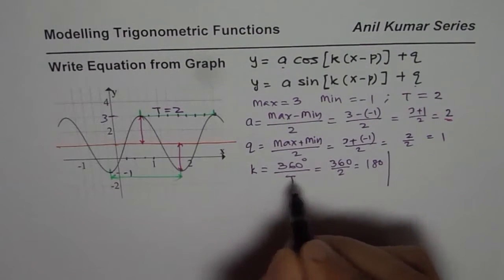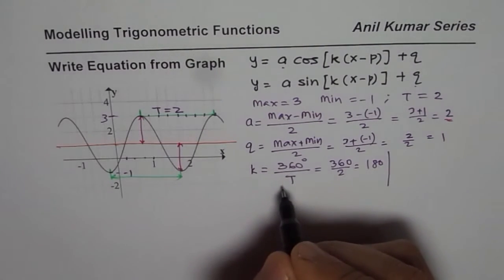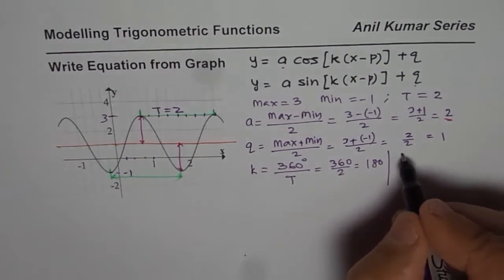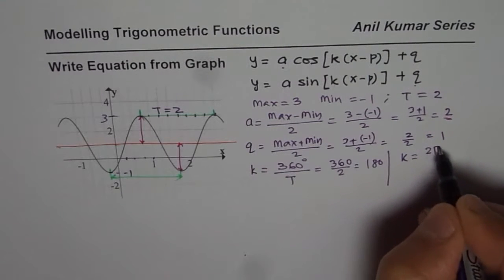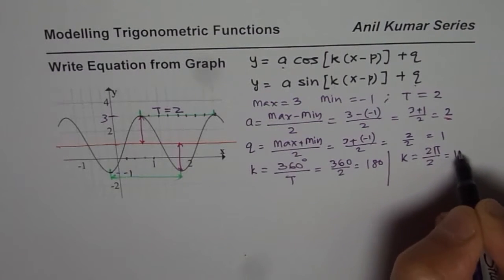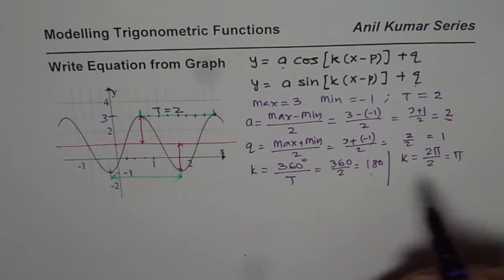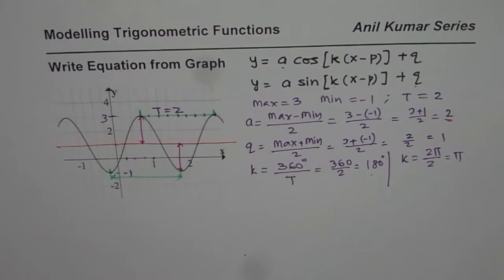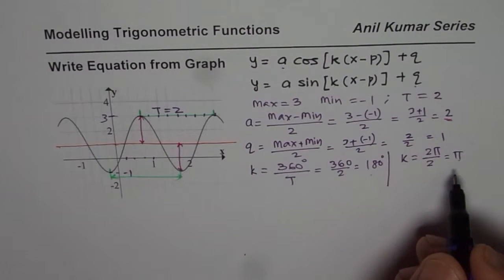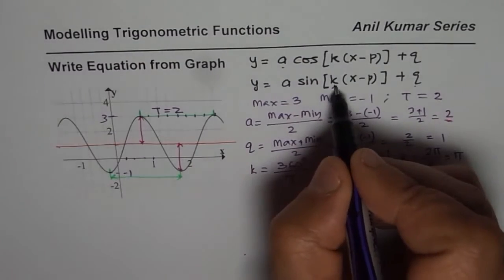But if you are working in radians, then one full circle is 2 pi radians. So in that case, K will be 2 pi divided by 2, and that is pi, correct? Pi is equal to 180 degrees. So that way is also you could immediately translate or change the units. Got it. So we know the value of K now.